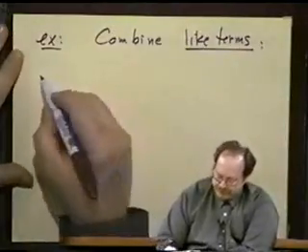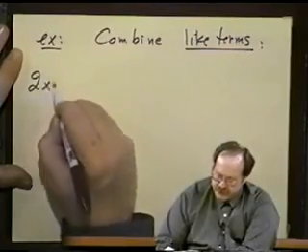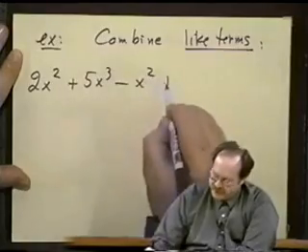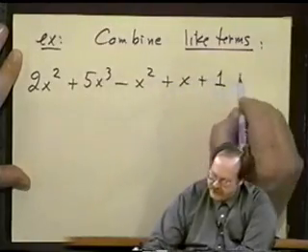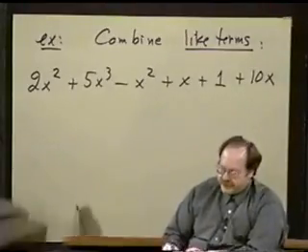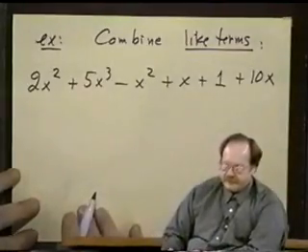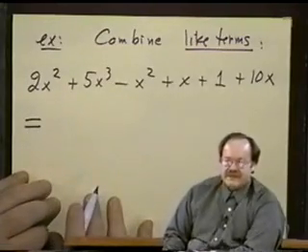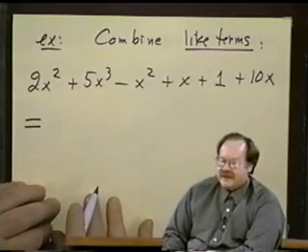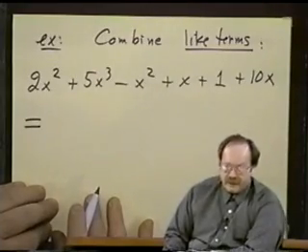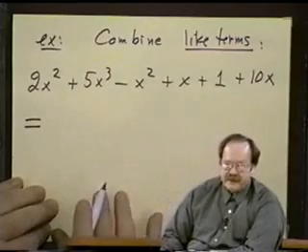Let me give you an example. Suppose you're faced with 2x squared plus 5x cubed minus x squared plus x plus 1 plus 10x. There, how do you like that? Now there's a bunch of monomials added together. Again, our goal in mathematics is not to complicate things, but always to make them simpler. Because if they're simpler, you can understand what's going on and perhaps solve whatever problem you're looking at. All I want to do is simplify this.